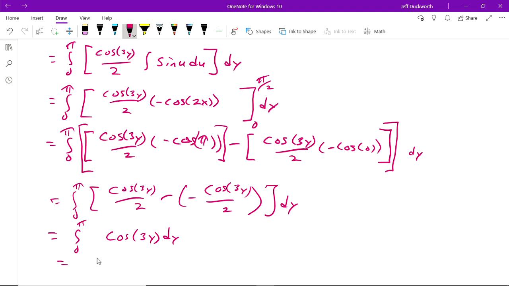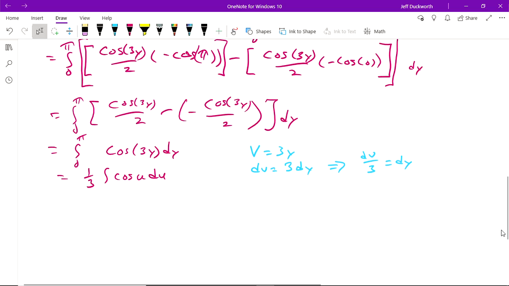All right, so now I'm going to take the integral. Again, let's make a u substitution here. Let's make it a v. I made a u earlier, so let's change it to a v. So v is 3y, which means dv is equal to 3 dy, which means that dv over 3 is equal to dy. So I need a 1/3 in front of this, so this is going to equal 1/3 integral of cosine of v dv.